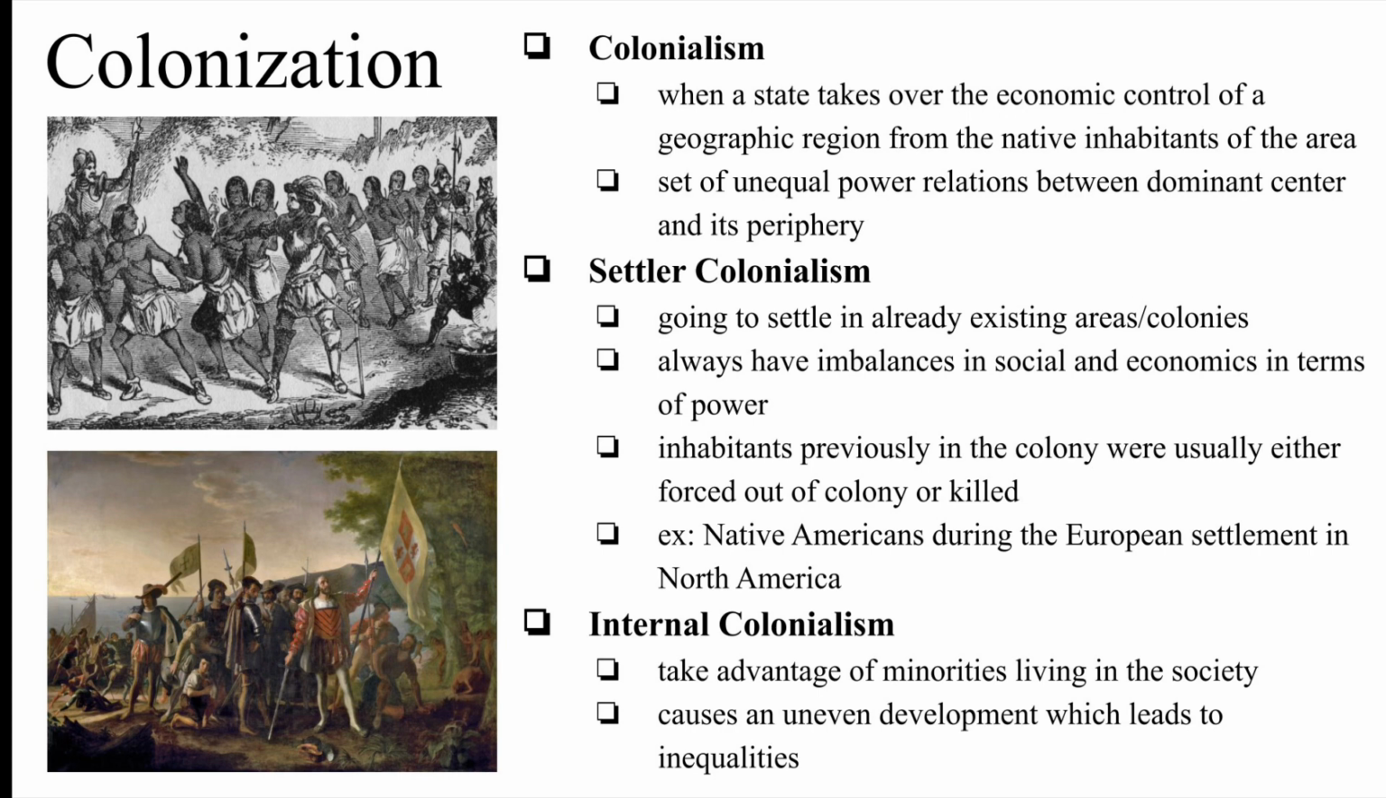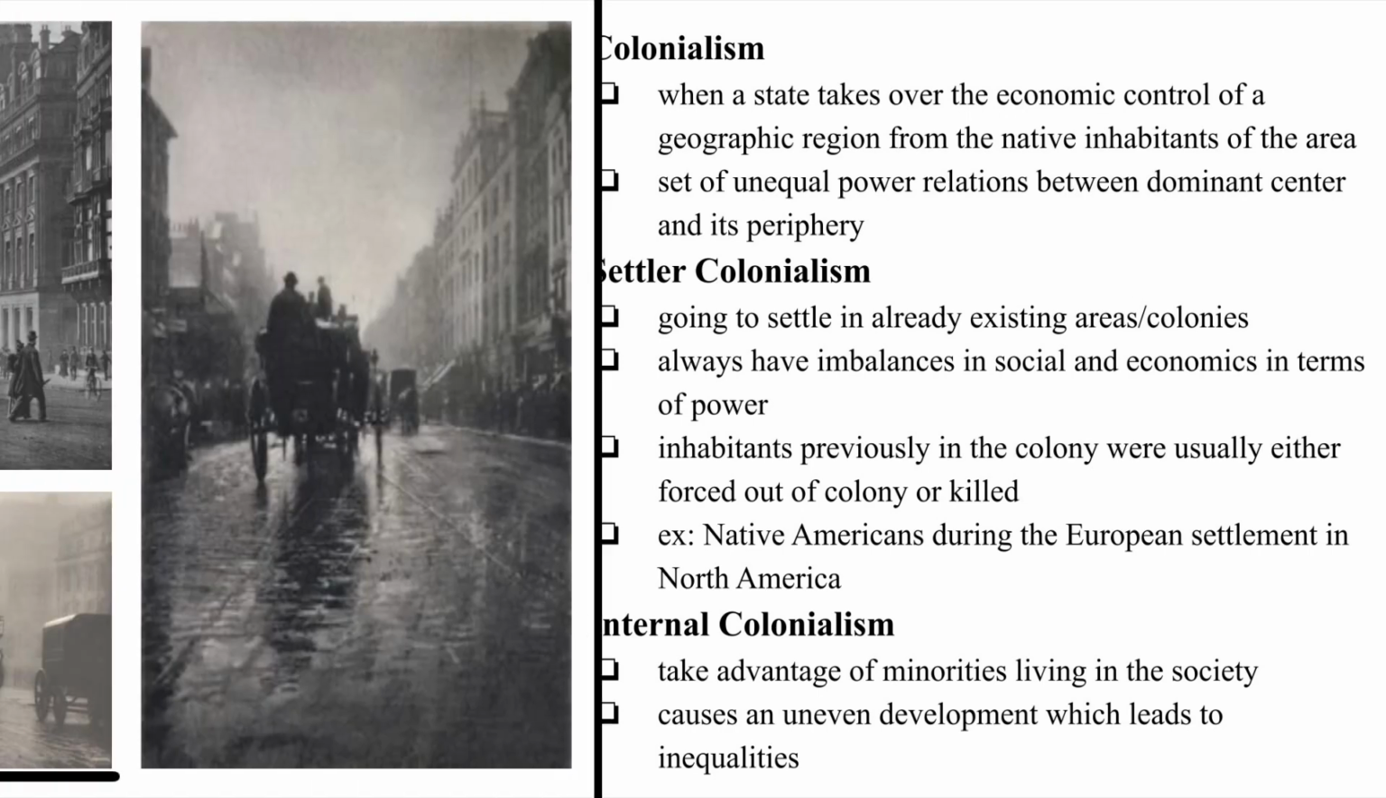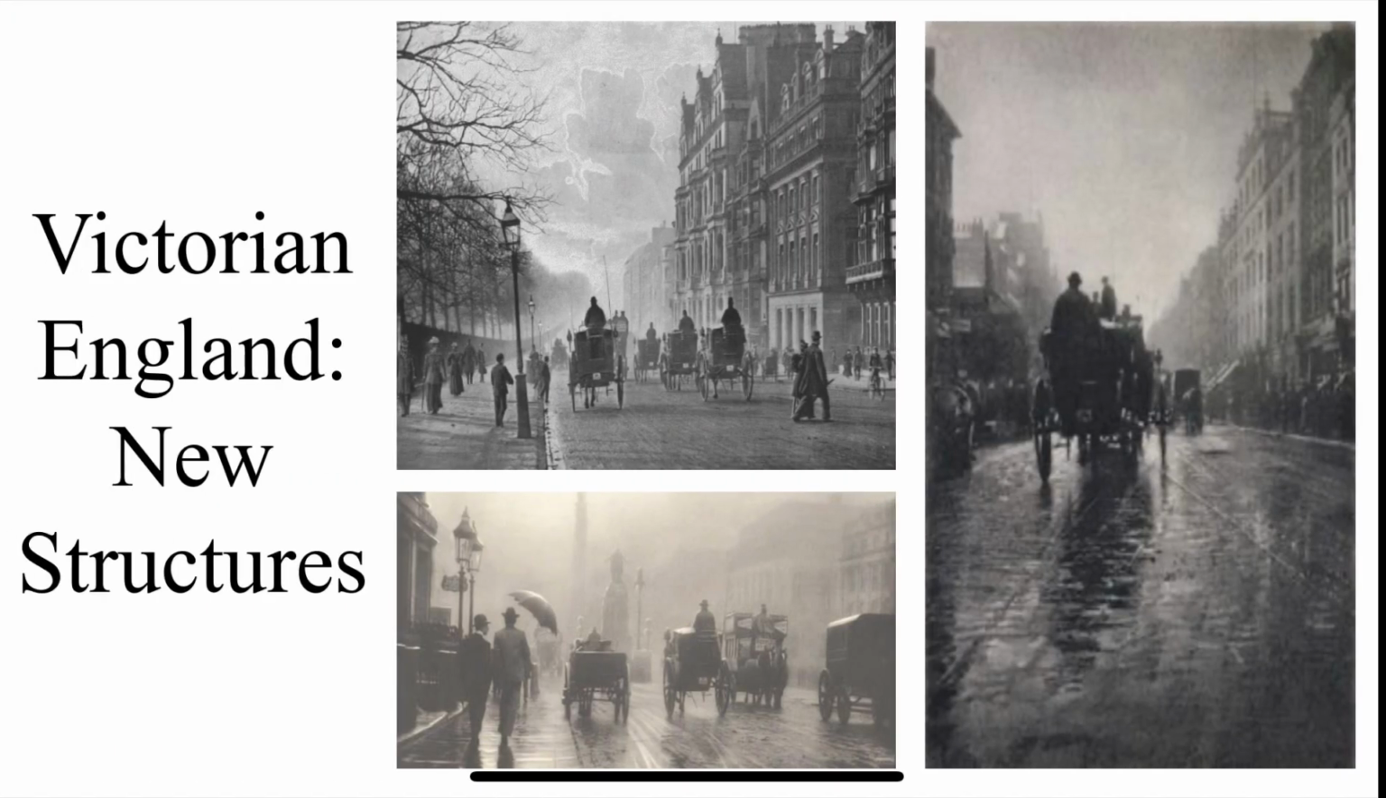The last example of colonization is internal colonialism, and this is where, inside the city, people take advantage of minorities living in the society, and this causes an uneven development, which then eventually leads to inequalities. Next, we'll be talking about two major structures in Victoria, England.